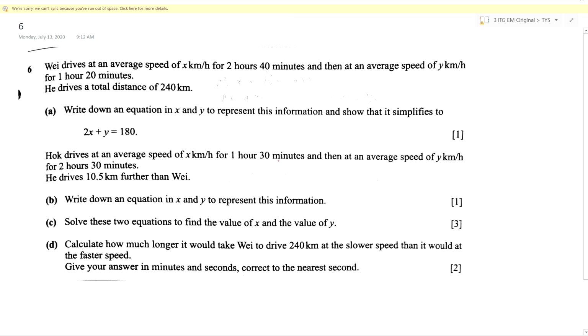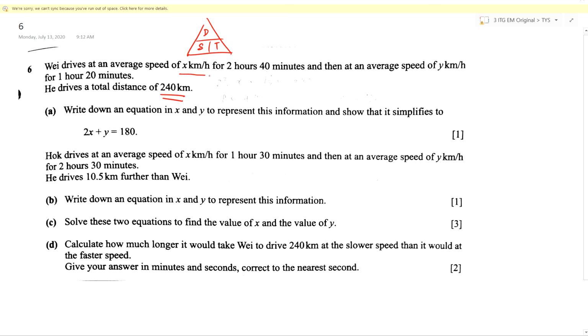Question 6. So we have a person driving at x kilometers per hour for 2 hours and 40 minutes. Okay, so we have 2 units over here, hours as well as minutes. Subsequently, y kilometers per hour for 1 hour 20 minutes, total distance 240 kilometers. So we're going to have to make use of the relationship between distance, speed, and time. We're going to equate that to our 240 kilometers.